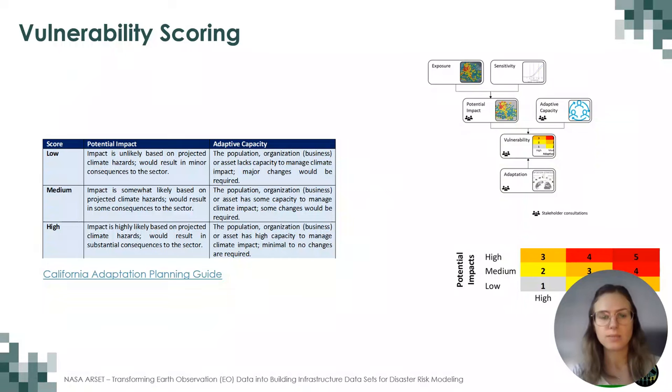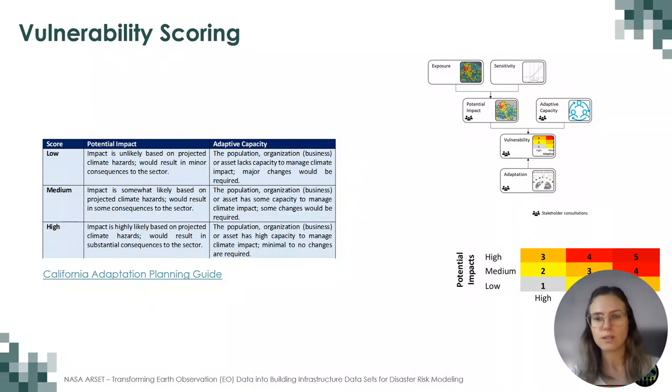In a similar way we can use adaptive capacity. Low adaptive capacity means the population, organization, or asset lacks capacity to manage climate impact, and major changes will be required to increase this adaptive capacity. On the other extreme, if adaptive capacity is high, then the system or asset that we're looking at has high capacity to manage climate impact. So once we rank this as low, medium, and high, we can assign a 1, 2, 3 score.